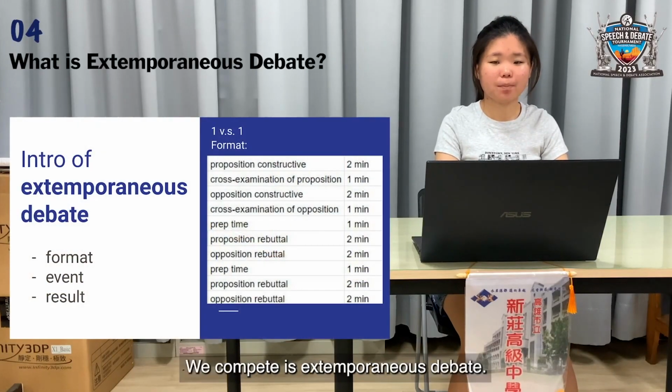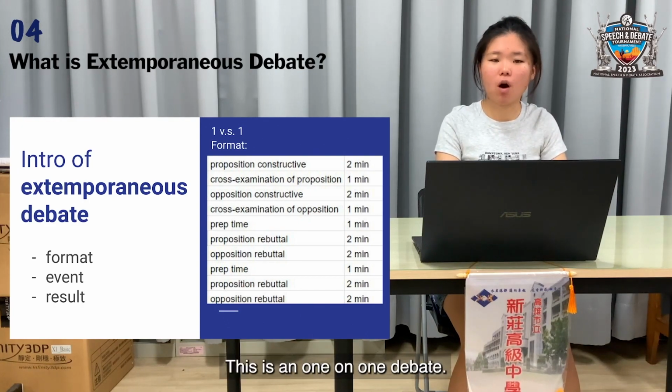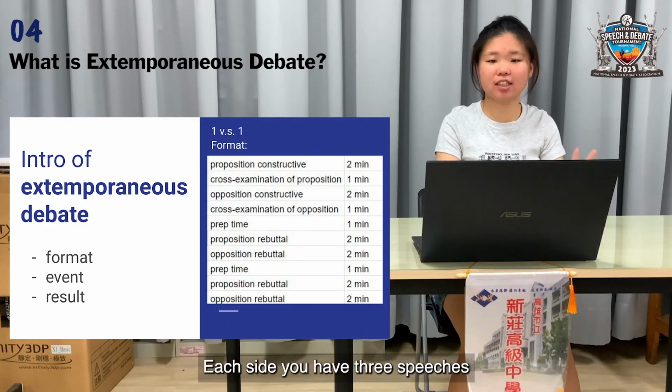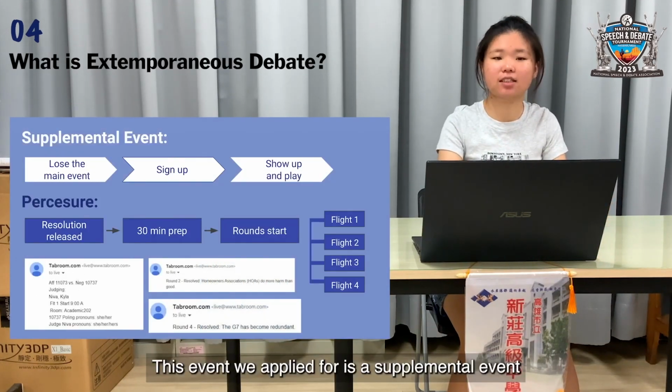The second event we compete in is extemporaneous debate. The format is easy. This is a one-on-one debate. Each side has 3 speeches, and each one is a 2-minute speech. This event we applied for is a supplemental event.